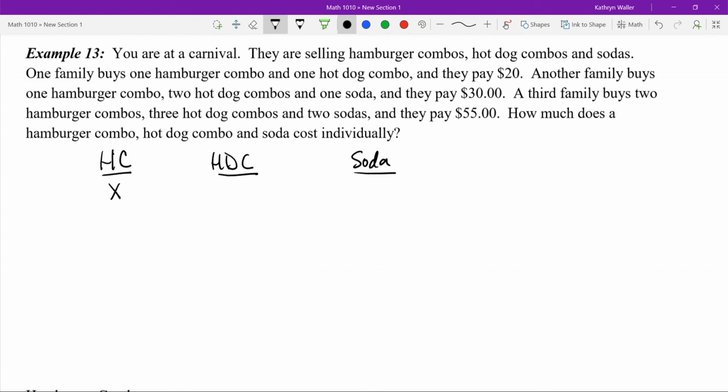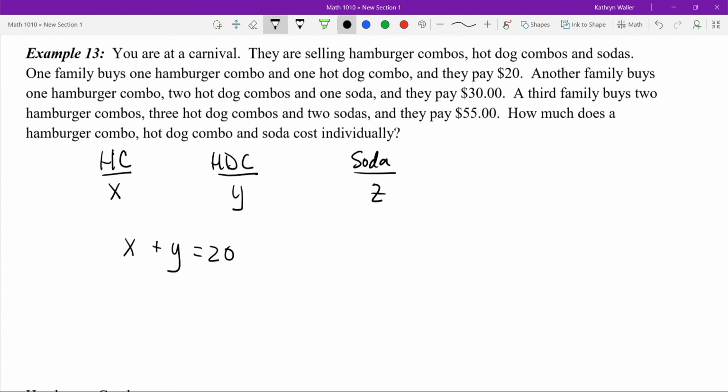The number of hamburger combos is X. The number of hot dog combos is Y. The number of sodas sold is Z. So look at your family. They buy one hamburger combo, that's 1X. They buy one hot dog combo, that's one Y, and your family pays $20.